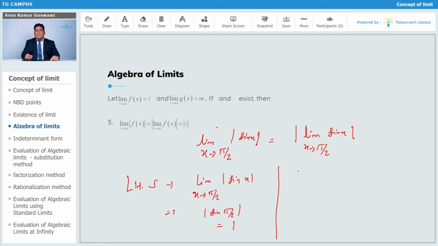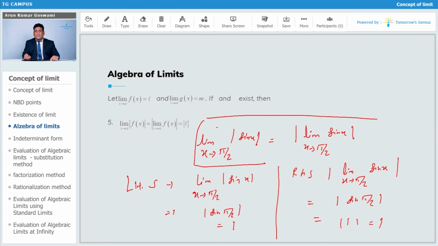Similarly, I'm going to apply the right hand side. So mod of limit x tends to pi by 2 of sin of x. Now I will apply the limit inside: mod sin of pi by 2, sin pi by 2 is nothing but 1, and again mod 1 is nothing but 1. So you can see that the left hand side is equal to the right hand side. So we can open this like this. If I take the whole mod or just the function's mod, it will not change the answer. You can do it either way.